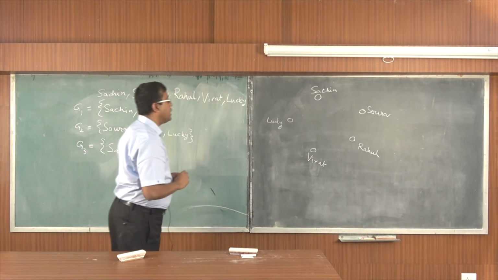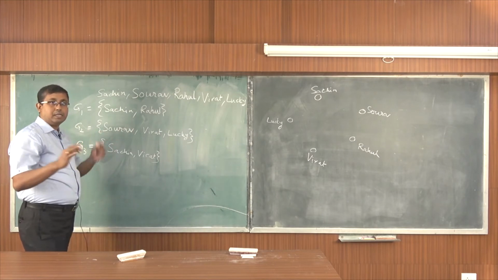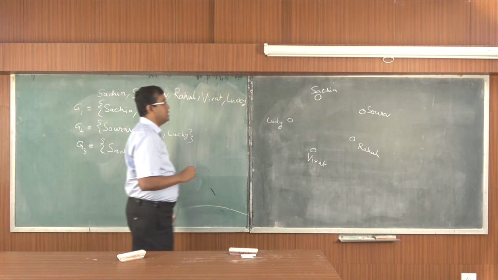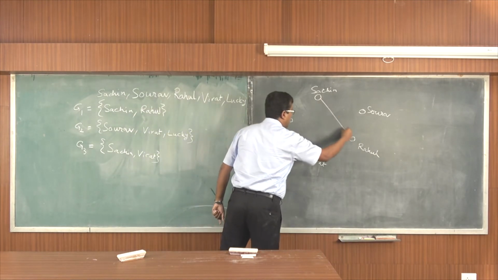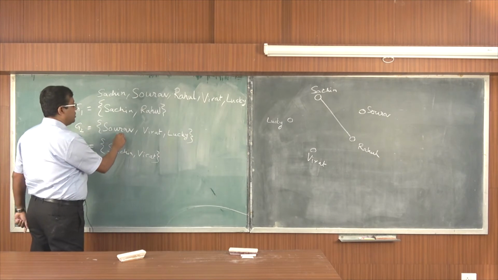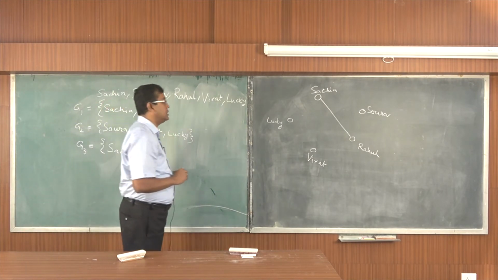Now what I do is I try to figure out who talk with each other and map that relationship as an edge. So Sachin and Rahul talk amongst themselves, so I draw an edge between Sachin and Rahul. I also see that whenever Saurav, Virat and Lucky sit in the same row, they keep on talking with each other.